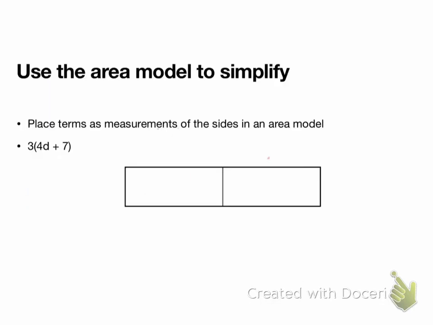If you think back to elementary school and middle school, you used the area model to find products. We can use the same thing with algebraic expressions. I'm going to place the terms as measurements of the sides on the area model. My first term is a 3, so I'm going to put it on the width of the area model. The second term I see is 4D, so I'm going to put it in the first box. And then I'm going to put the last term, 7, on top of the last box. So the length of my rectangle is 3, and the width is 4D plus 7.